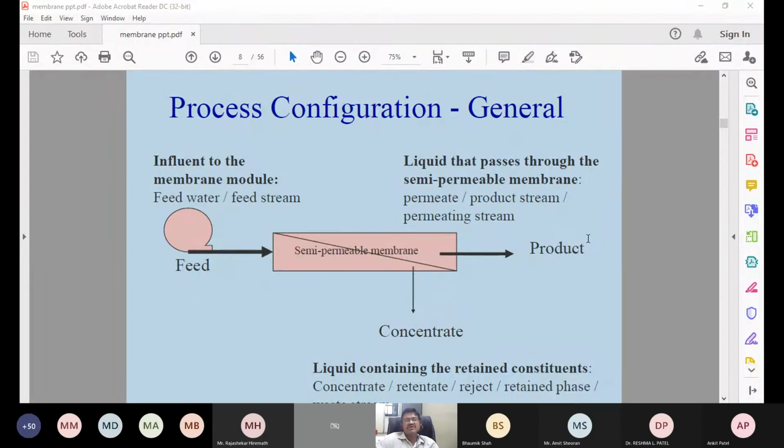Now the other name of the liquid that is passing through is permeate, or product stream, or permeating stream, and whatever is not passing is called concentrate. Other names are retentate, reject, or retained phase. So these are some names used for concentrate, and these are the names used for product, like permeate. Permeate is the thing which is passing through the membrane. Okay.